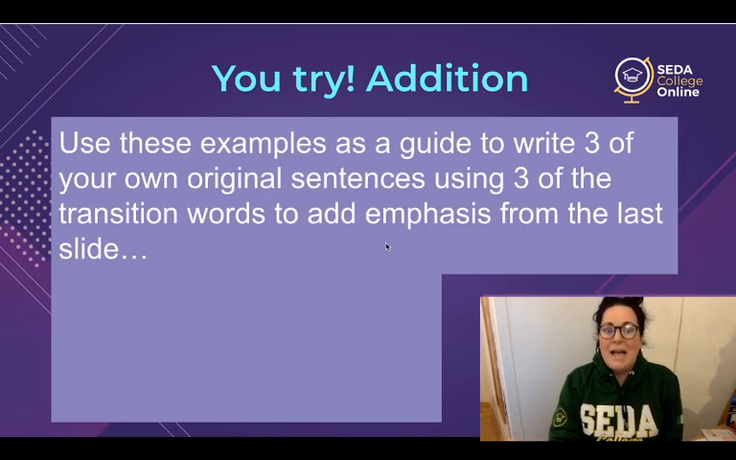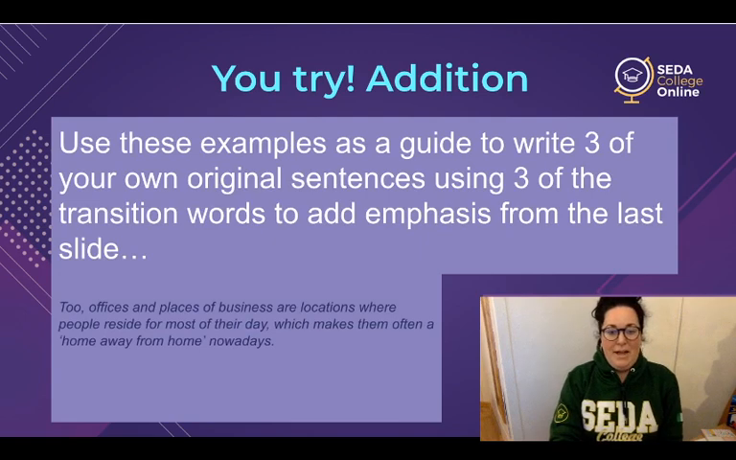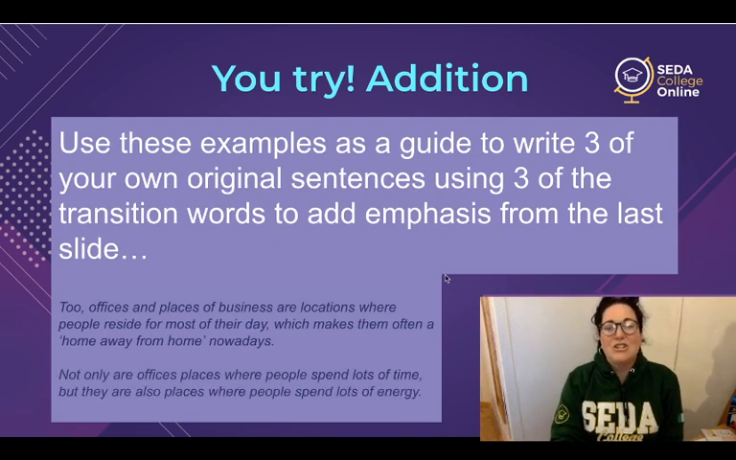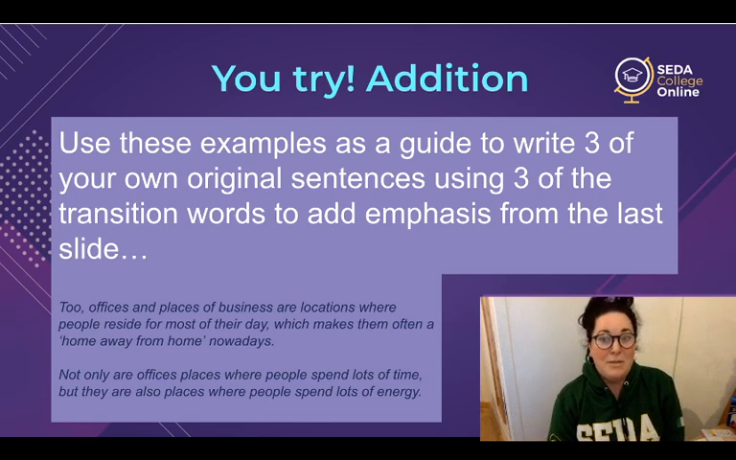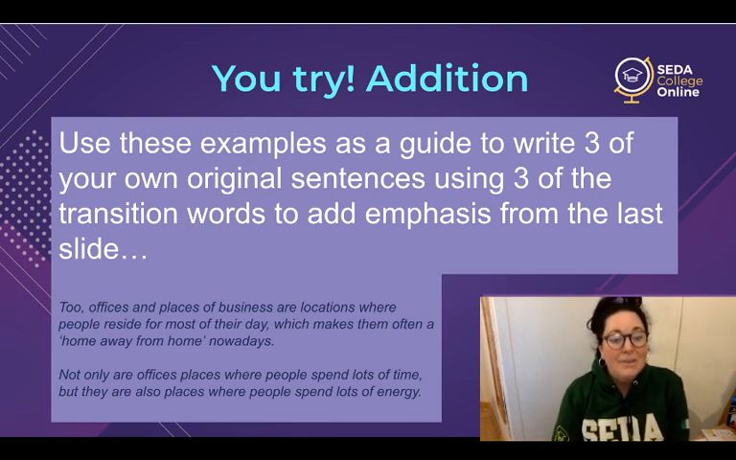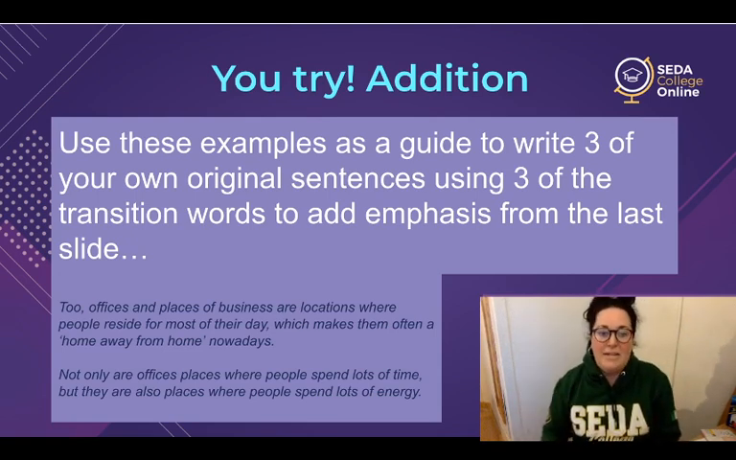Use these examples as a guide and write 3 of your own. Okay? Actually, you can just write 1 of your own here because I think we're going a little bit slower than usual because I'm trying to give you a lot of pronunciation. So I've got 2 examples here, but you can just write 1. Choose any of them and write 1, and I'll give you 1 minute and 30 seconds. First, let's go through the examples. Two, offices and places of business are locations where people reside for most of their day, which makes them often a home away from home nowadays.